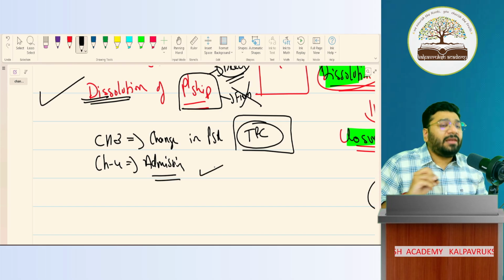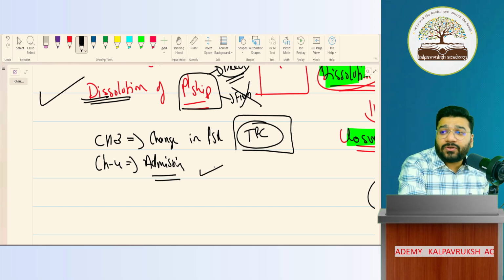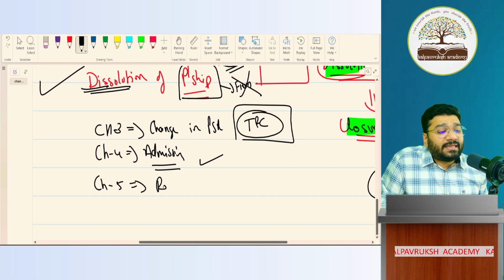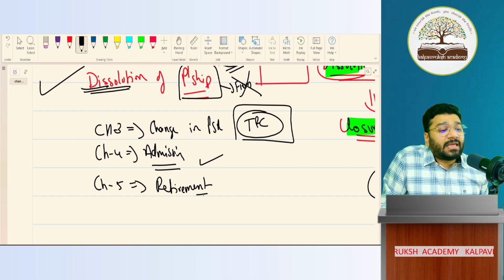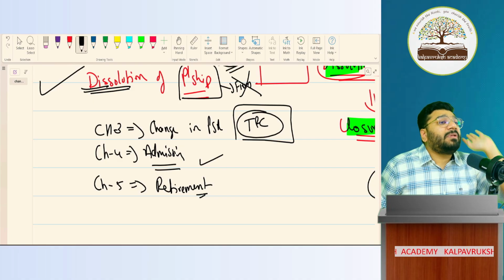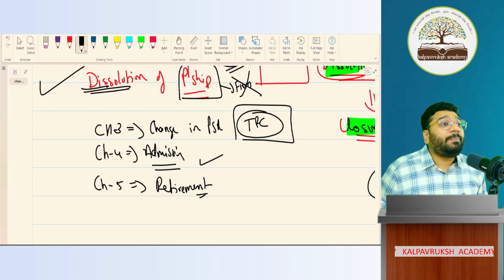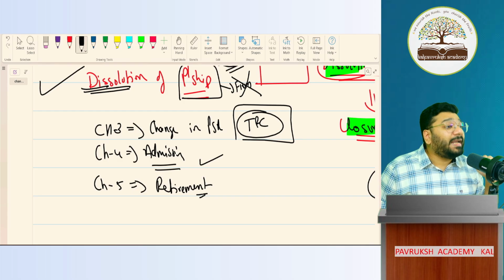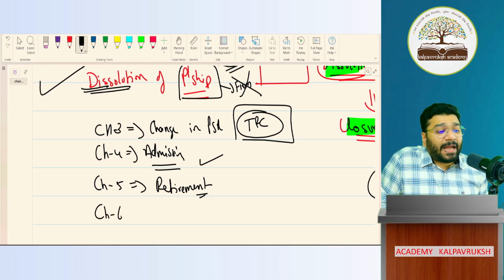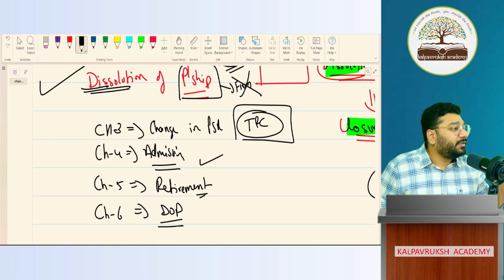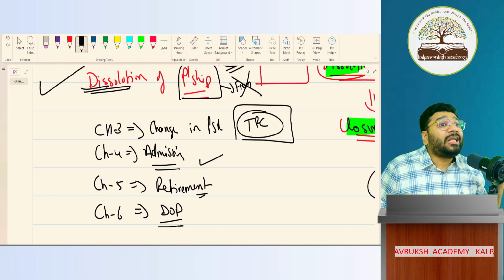So here also I will cancel the old partnership deed, and in place of that I will create a new partnership deed. Then comes chapter number 5, which is retirement. What does retirement mean? One of the partners is retiring from the business and going. So his profit sharing ratio he will give to the other continuing partners. So here also the old partnership deed has to be cancelled and a new partnership deed has to be created. Then comes chapter 6, death of a partner. If a partner dies, his profit sharing ratio will go to the other continuing partners. So here also there is a change in profit sharing ratio.